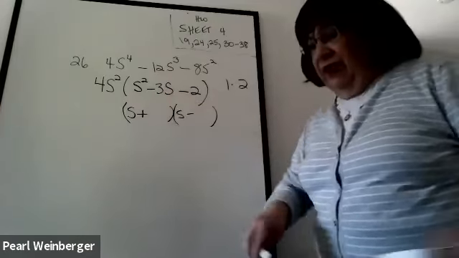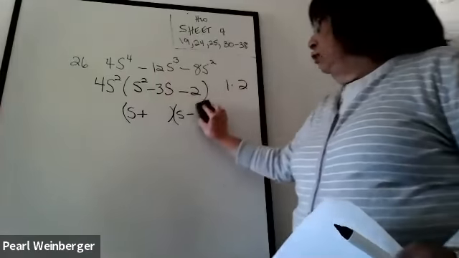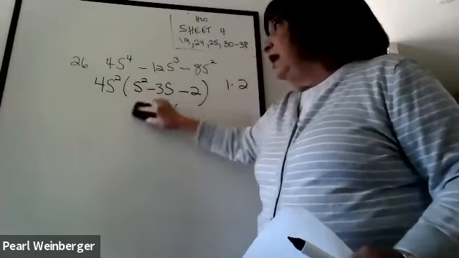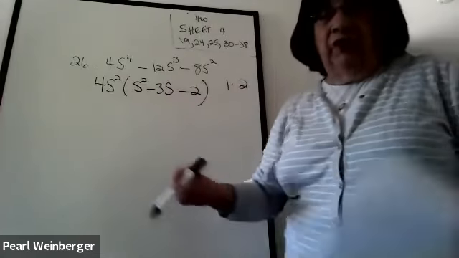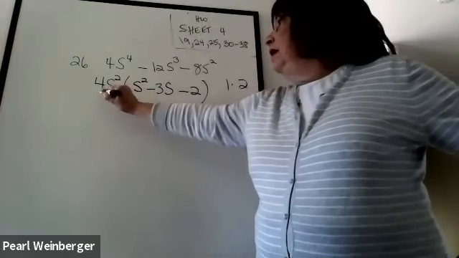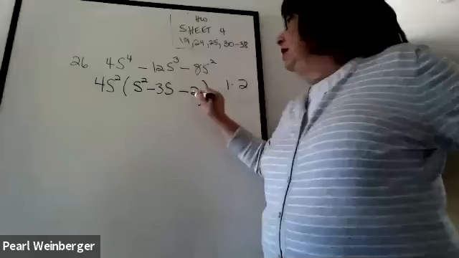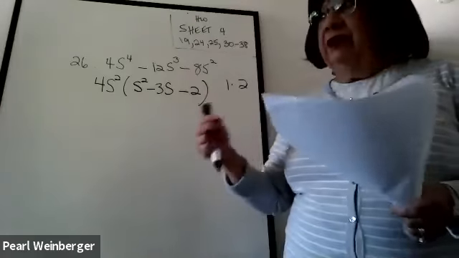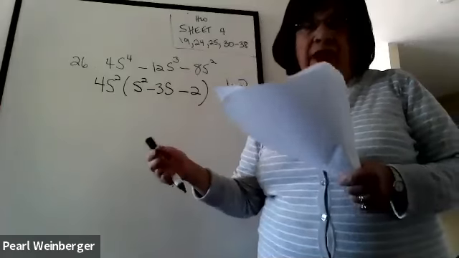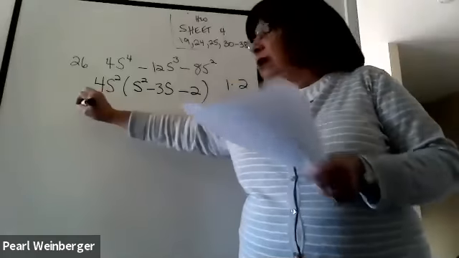This is not factorable. So therefore, I tried, but as I said, not every trinomial or not every expression is factorable. My final answer is 4s squared times s squared minus 3s minus 2. So if it doesn't follow through, you cannot factor it. You can't say, oh, it should have factored. It didn't, so we can't factor it.